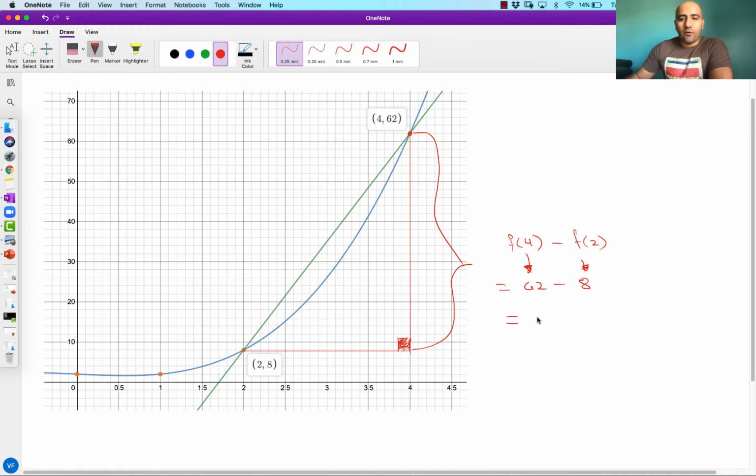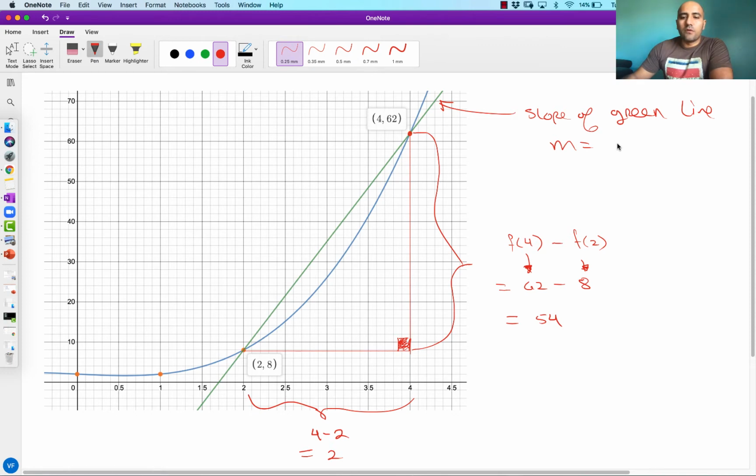Okay, so this change in this direction is 54. And then in this direction, this is really just going to be 4 minus 2, which equals 2. So if I divide these two things together, I get the slope of the green line. So the green line is m equals 27.